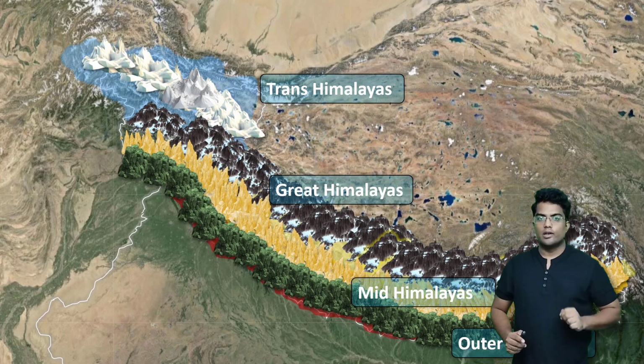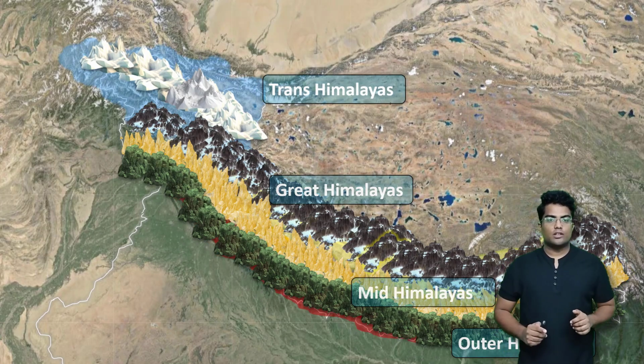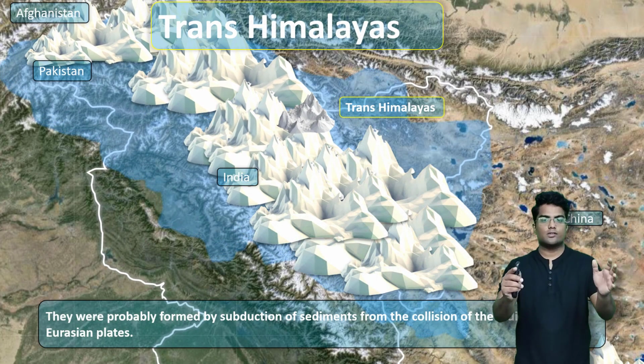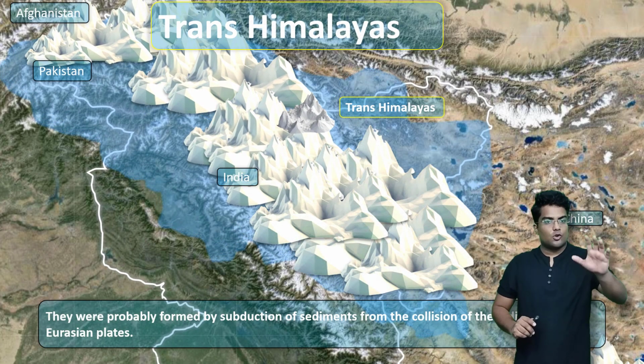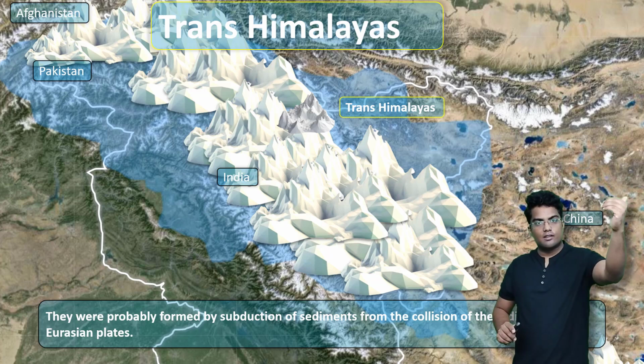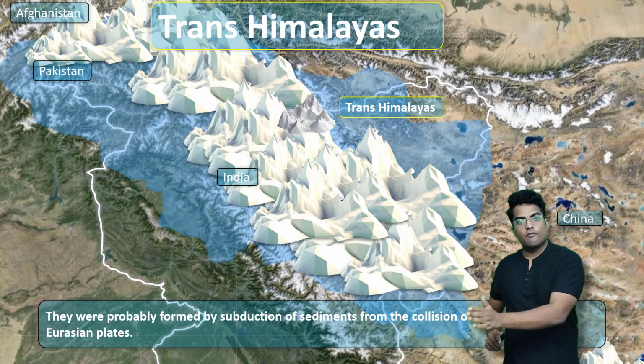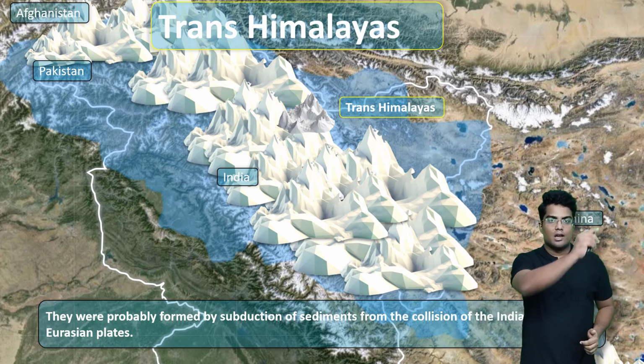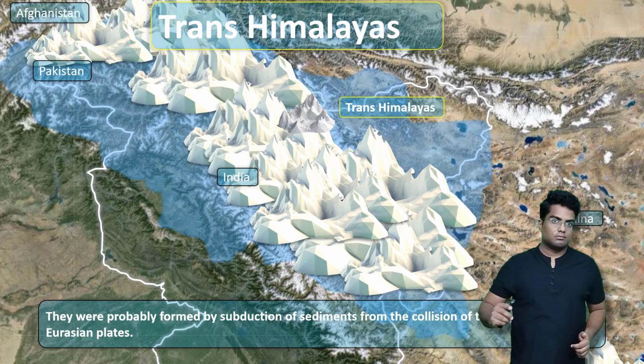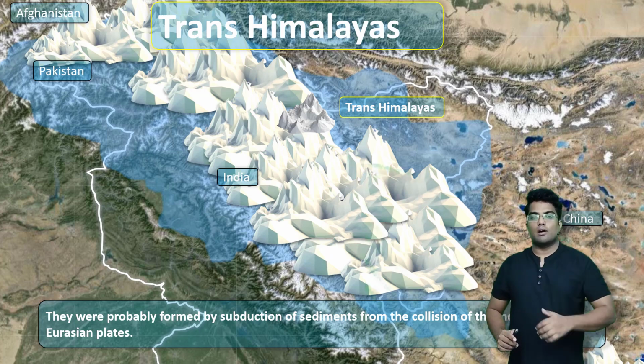At this point, we are only interested in the Trans-Himalayas. This is how the Trans-Himalayas look. The Trans-Himalayas extend from Afghanistan, go down to Pakistan, India, and finally reach China. So it's something like this line. This is the Trans-Himalayas.